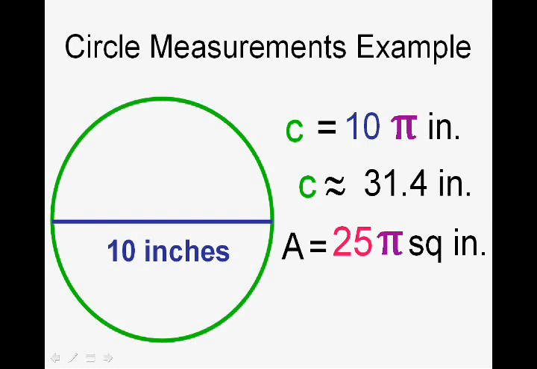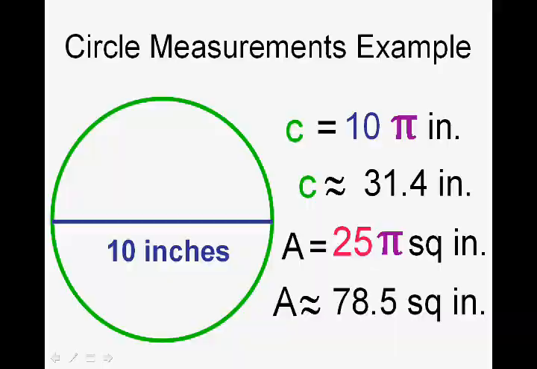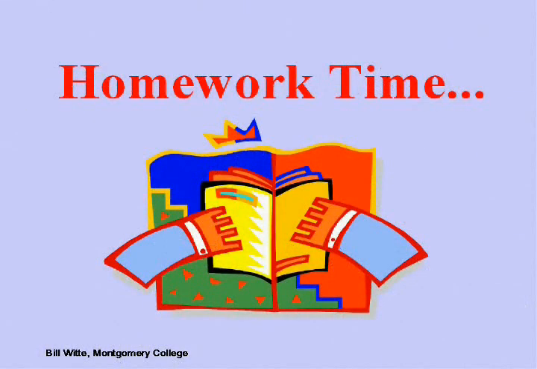And if we want a usable number again, once again, we replace pi with 3.14, and 25 times 3.14, we'd get 78.5, and again, we're measuring area, 78.5 square inches. Okay? You need to do your homework.